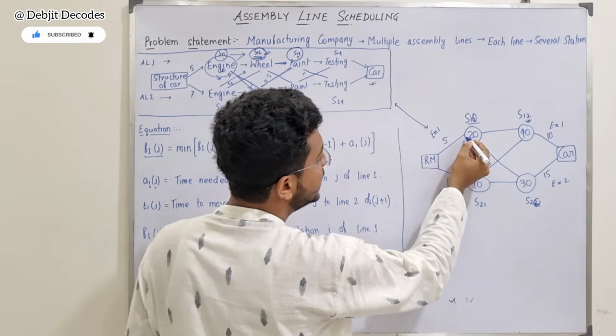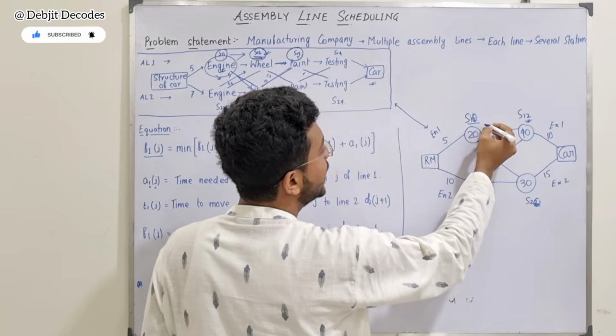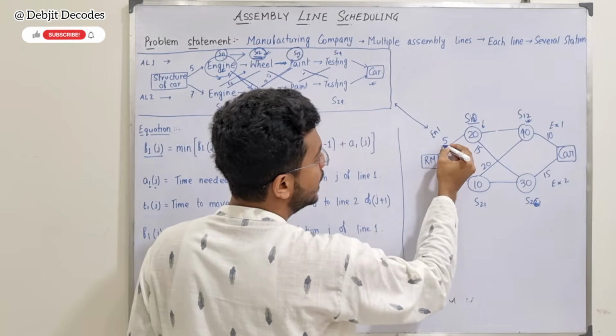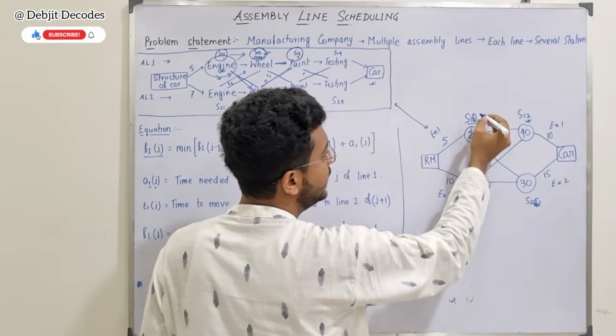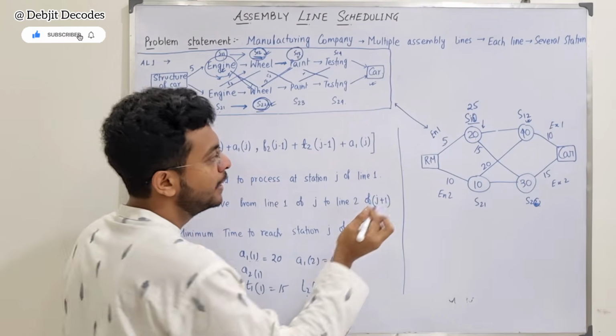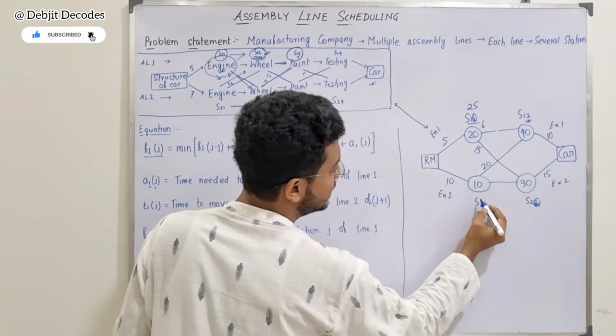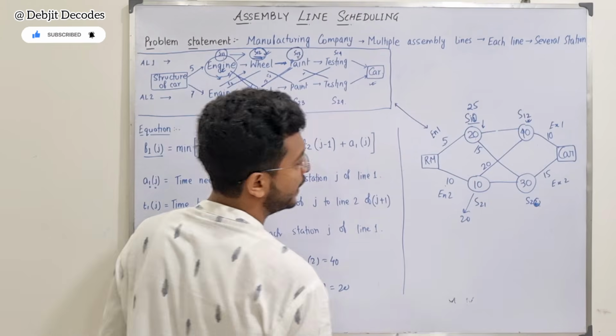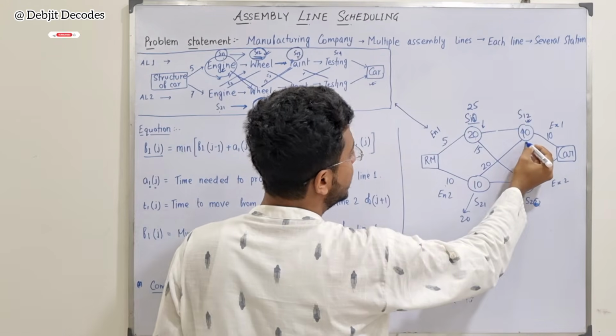First of all, to complete up to this part, what is the total time needed? This is the entry time, 5, and this is 20. That will be 25, because first there is no choice. You have only one path. For this second one, it will be 10 plus 10, so this will be 20. Now, to reach here, you have two choices.